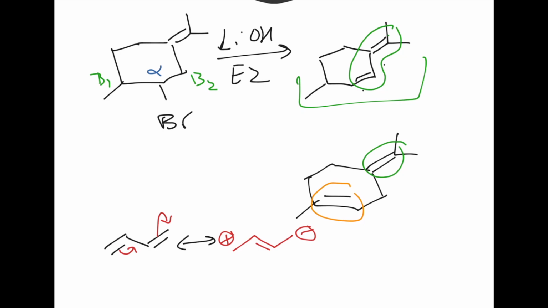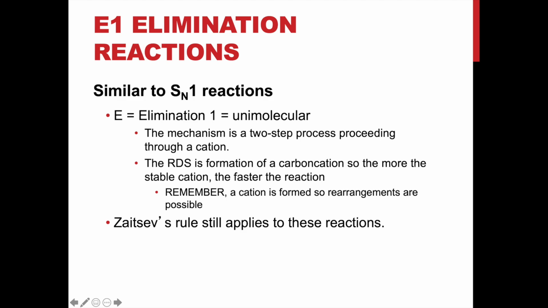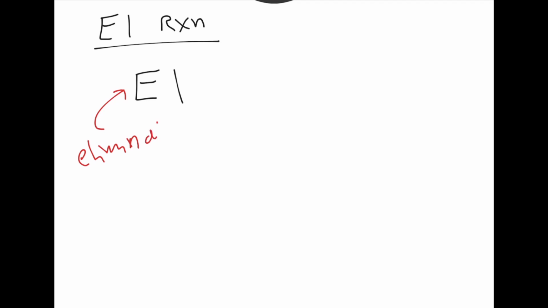That's your basic E2 stuff. So now we're going to talk about E1 reactions. E2 was our analogous reaction to SN2. E1 is our analogous reaction to SN1. The E, just like before, is for elimination. The 1 is for unimolecular.